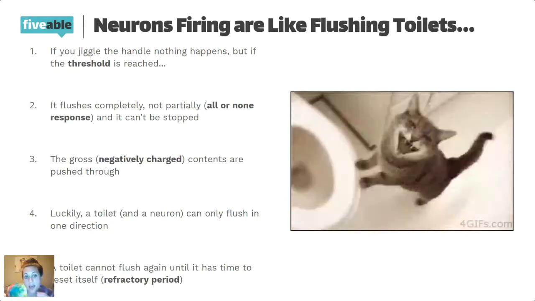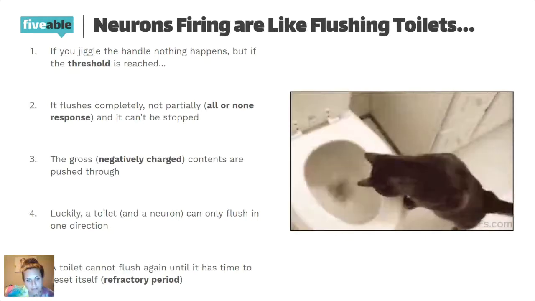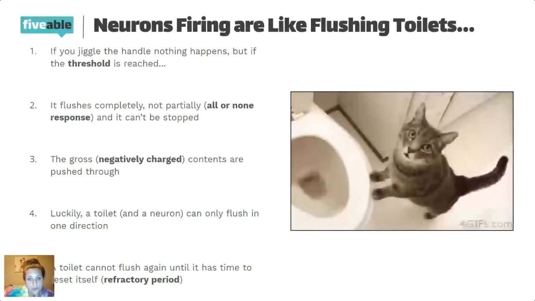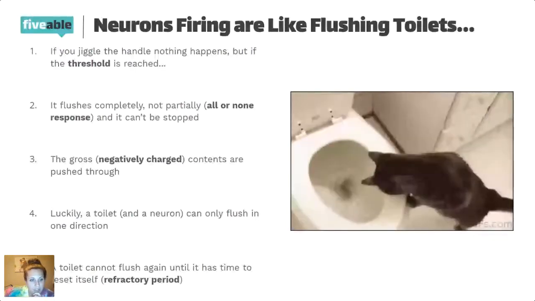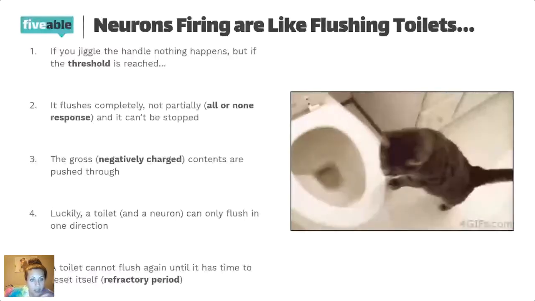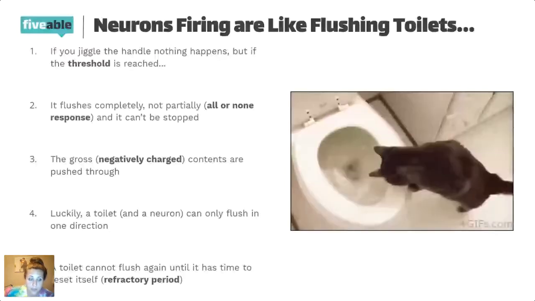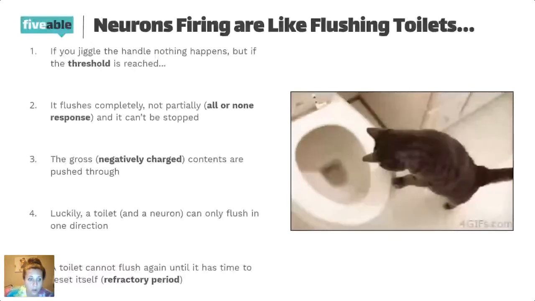Kind of similar. The gross or negative, as in the negatively charged particles, the contents are pushed through. So the negative ions are pushed through when a neuron is firing, just like the gross or negative contents are flushed through a toilet. Also, luckily, a toilet and a neuron can only flush in one direction, right? It would be pretty gross if a toilet could go the opposite direction. You'd end up with gross things all over you. And so just like a toilet, a neuron only goes one way. It only flushes in one direction.